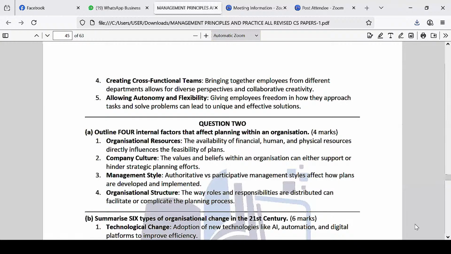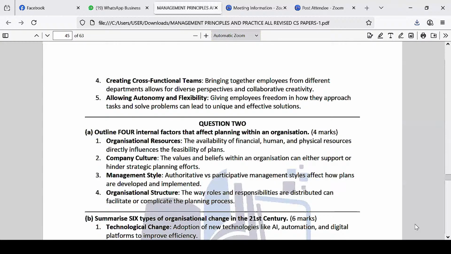If you are an authoritative manager, then you decide on the plans yourself and tell employees to follow the plan. If you are a participative manager, then you call people and agree as a group on how to come up with a plan and how to implement it. So that is basically what happens. Very, very important.